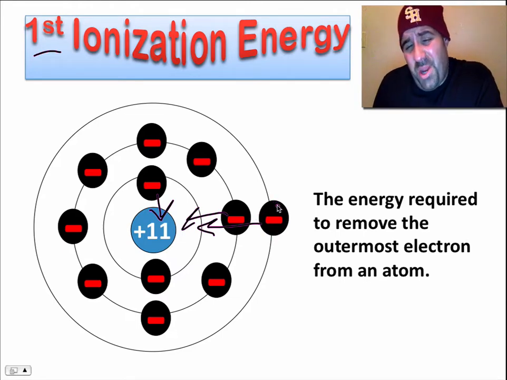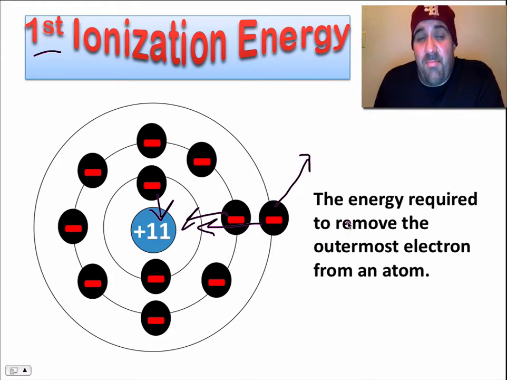So if somebody were to try to pull this electron off, or another atom or element, it's going to take a certain amount of force. And ionization energy is a measure of that force. It's how much energy it would take you to pull this electron away.